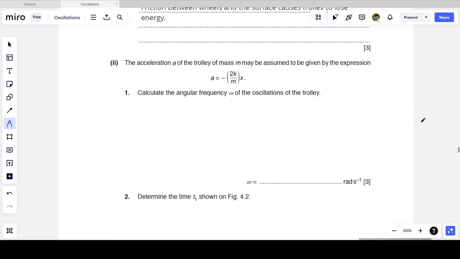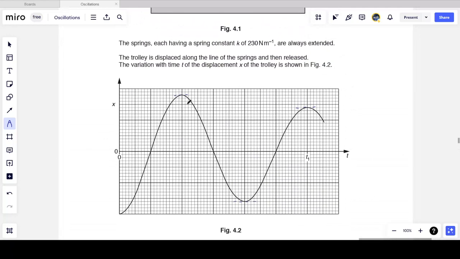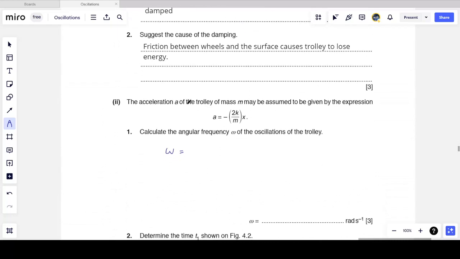We are asked to calculate the angular frequency omega of the oscillations of the trolley. And what we need to do is, omega is 2 pi over T. Hooray, and we go to our graph and we get the T. Aha, we're in trouble. We aren't given values for the time. So we can't use our trusted equation to find omega.